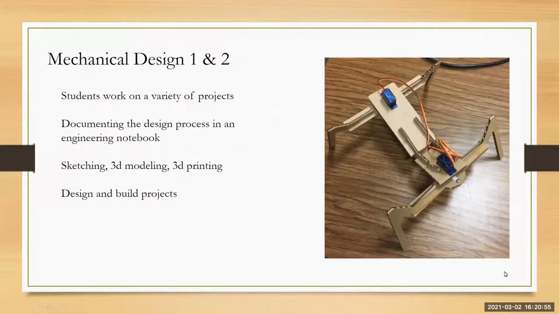Here's a project that a student wanted to work on. When they get into those advanced classes in Mechanical Design 1 and 2, it used to be called Engineering 5 and 6, they can work on a variety of projects. I have projects for them to choose from, or they can design and develop their own projects. Typically we're working on the design process and how to create something, starting from that design process and working our way through to actually having a working model of the project.